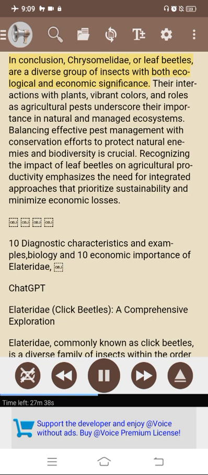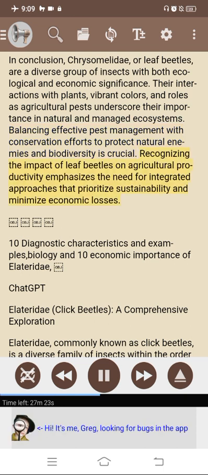In conclusion, Chrysomelidae, or leaf beetles, are a diverse group of insects with both ecological and economic significance. Their interactions with plants, vibrant colors, and roles as agricultural pests underscore their importance in natural and managed ecosystems. Balancing effective pest management with conservation efforts to protect natural enemies and biodiversity is crucial. Recognizing the impact of leaf beetles on agricultural productivity emphasizes the need for integrated approaches that prioritize sustainability and minimize economic losses.